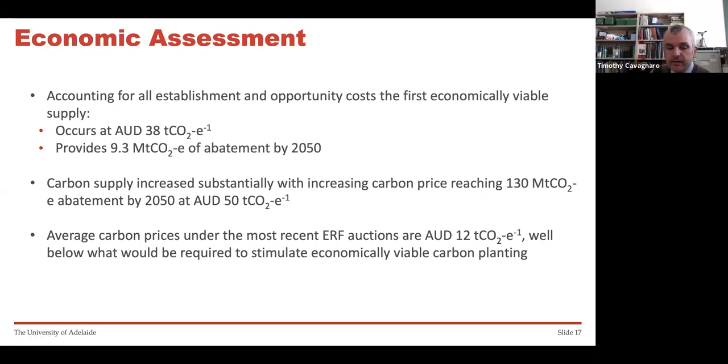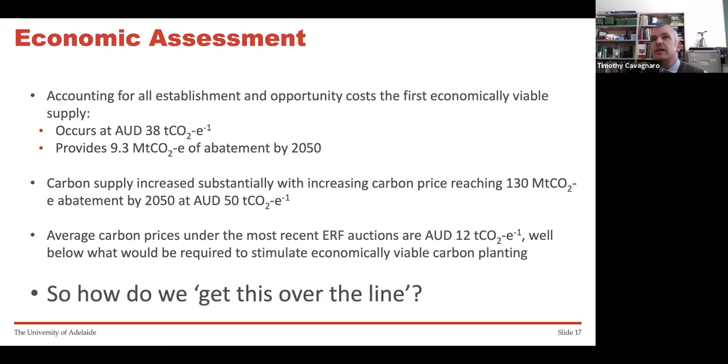The key point here is that the average carbon prices under the most recent ERF auctions are at $12 a tonne. Okay, so in South Australia, we're not going to see economically viable uptake until we hit $38 a tonne, and the current price is $12 a tonne, which is well below what would be required to stimulate economically viable carbon plantings. And I have to say the Australian carbon price is quite low compared to the rest of the world. This also explains why in the 6 or 7 rounds of the ERF auctions that have occurred to date, there's been very little uptake in South Australia as well.